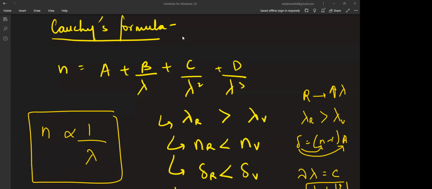Dispersion is there. It's a part of prism. Whichever details were there, I'm not discussing.